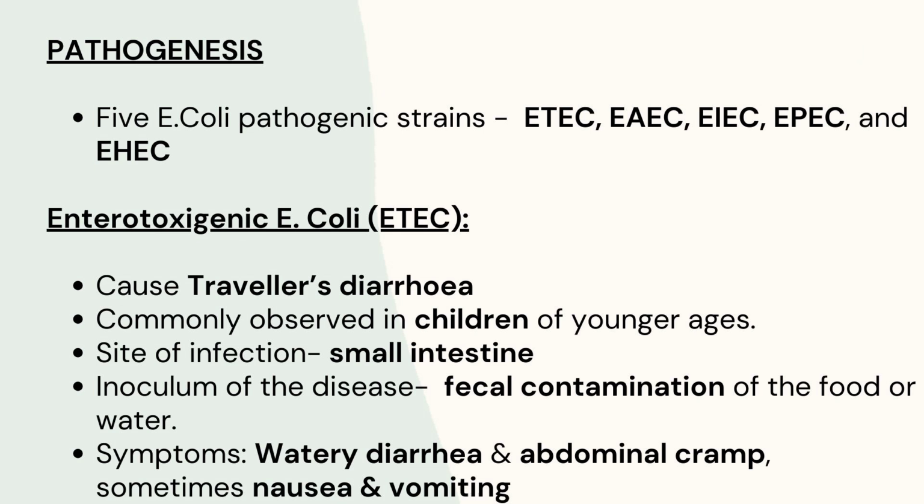It is a gastrointestinal illness that affects travelers, mainly when they are visiting countries or regions that have poor sanitation. It is caused due to the ingestion of water or food that is contaminated with bacteria, viruses, or parasites. It is mainly observed in children of younger ages. The site of infection is small intestine. The source of the infection is fecal contamination of food or water. Symptoms include watery diarrhea, abdominal cramp, and sometimes nausea and vomiting.